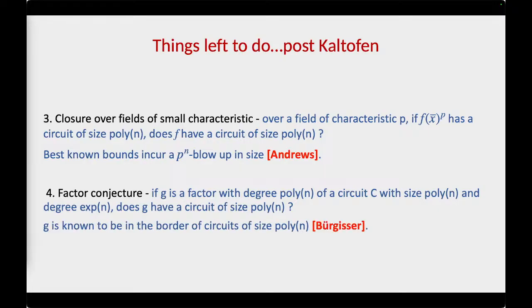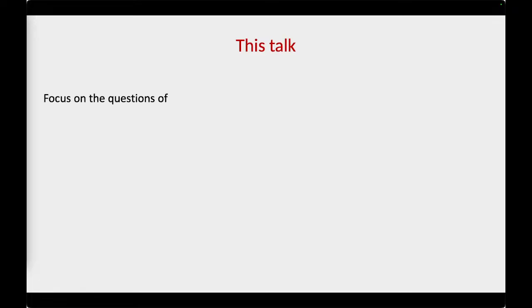polynomials. We know because of a result of Peter that G is in the border of circuits of size poly n, but we don't know how to prove a statement that does not involve it. Right, so these are four questions that I think are very natural and have been open for a while. This talk we will focus on the first two questions.